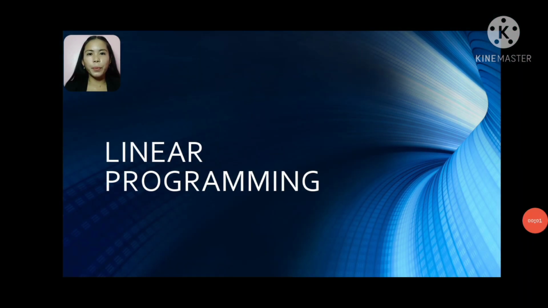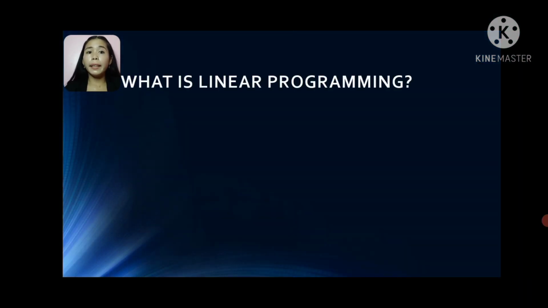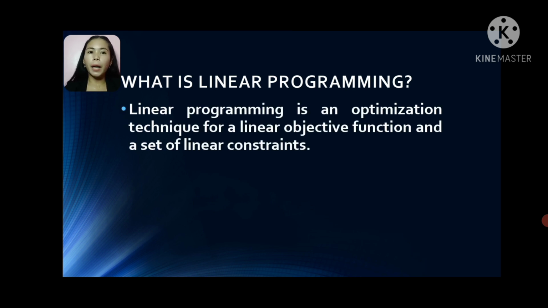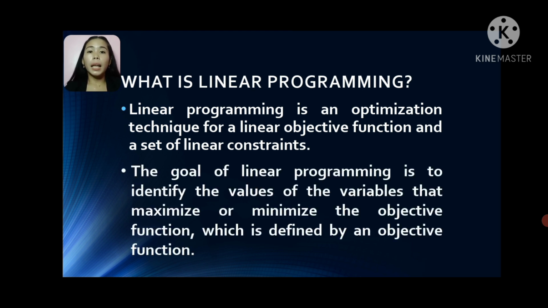Now, let's begin. To start with, it is essential to know first what is linear programming. Linear programming is an optimization technique for a linear objective function and a set of linear constraints. The goal of linear programming is to identify the values of the variables that maximize or minimize the objective function, which is defined by an objective function.